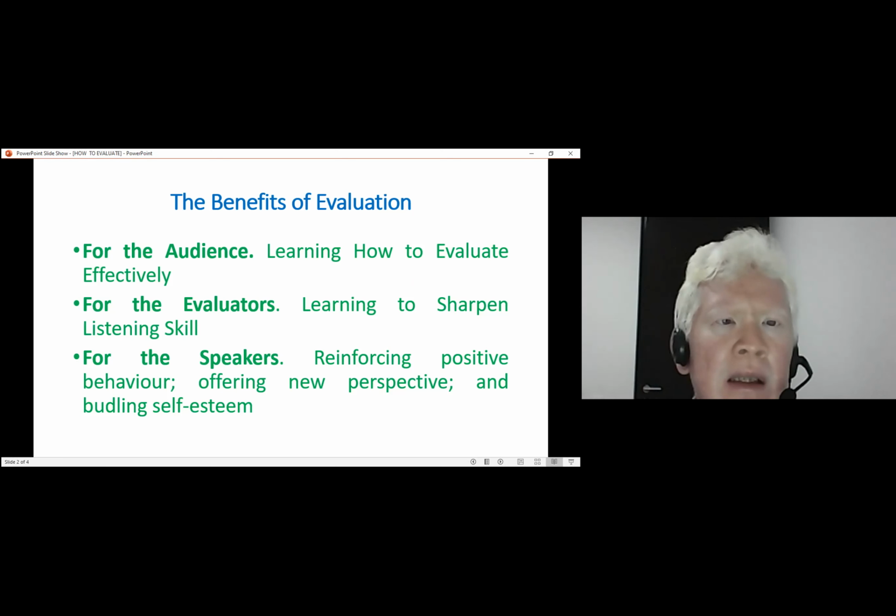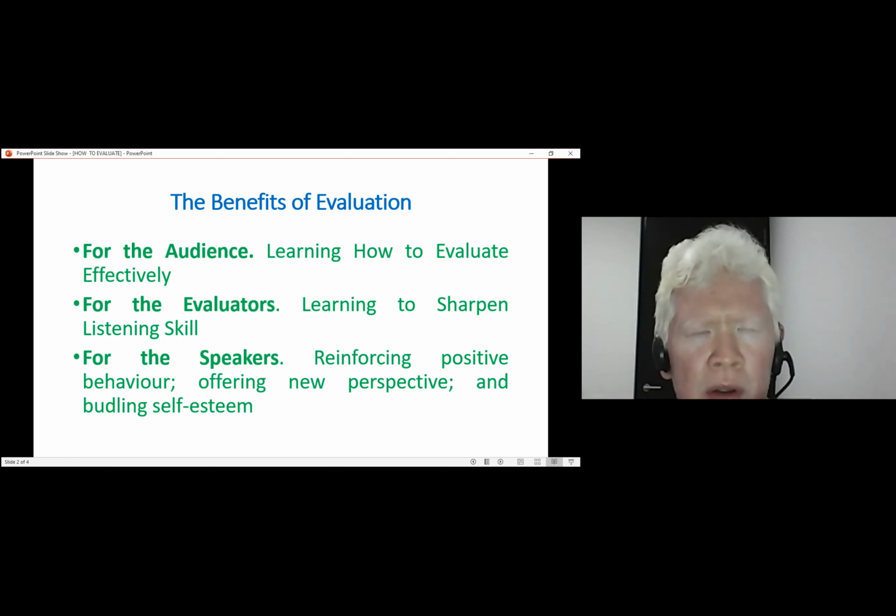You learn that an evaluator is not supposed to be a judgmental person. You learn that an evaluator should encourage instead of discourage the person he evaluates. An evaluator has to motivate the speakers, not discourage them.